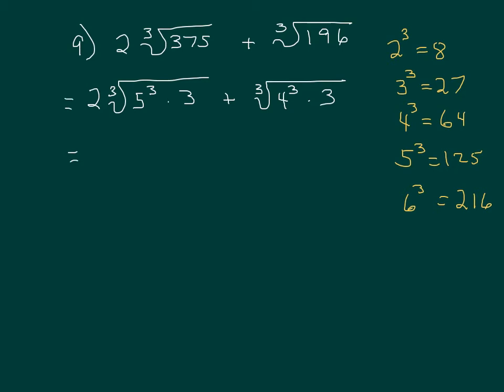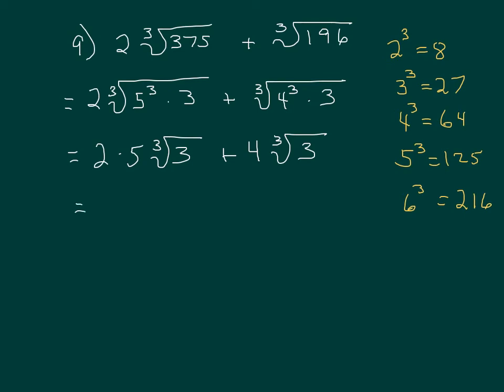So now we can pull out the 5 because the cube root of 5 cubed is 5. And we can pull out the 4. And we can see now that we have like terms because the radicals are exactly the same. So for addition and subtraction, if your radicals are the same, you can combine your terms.